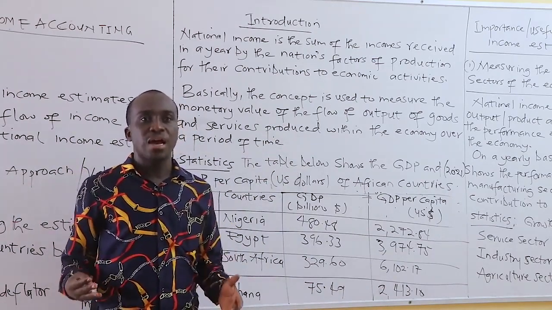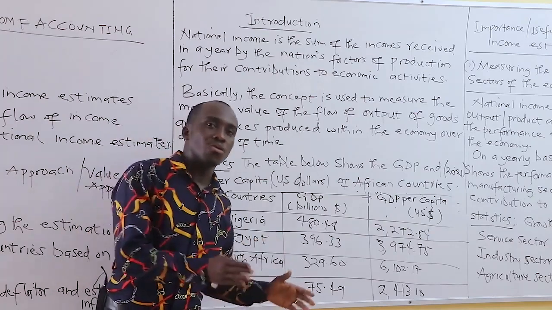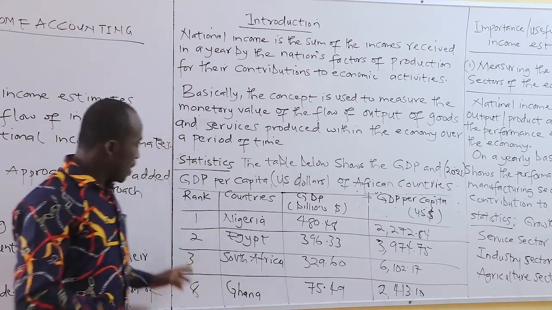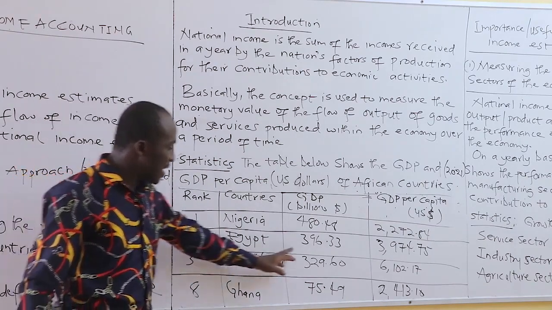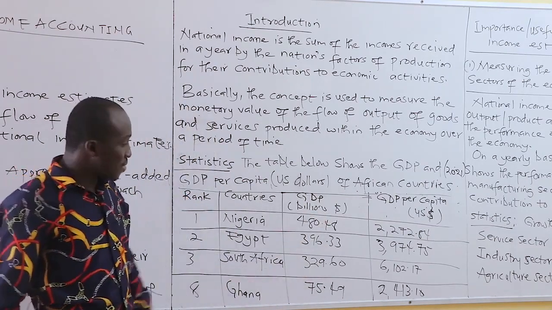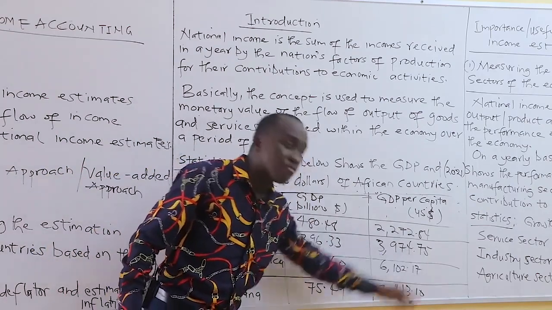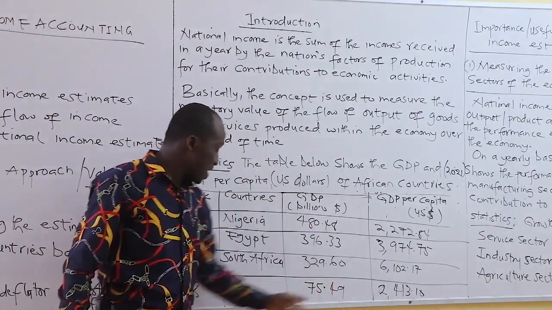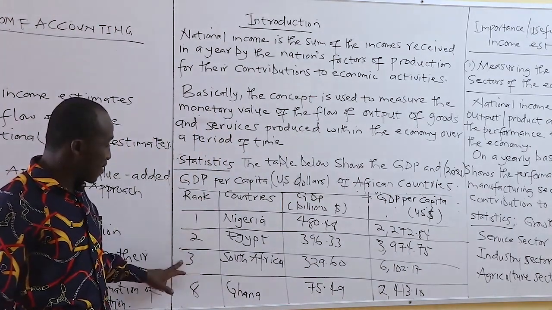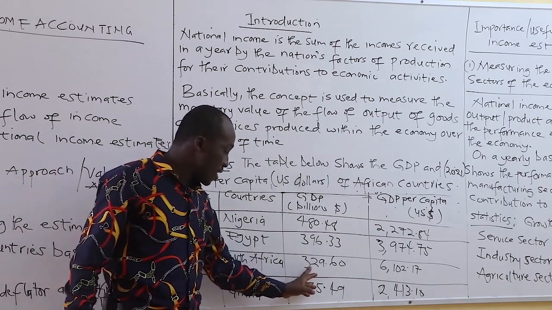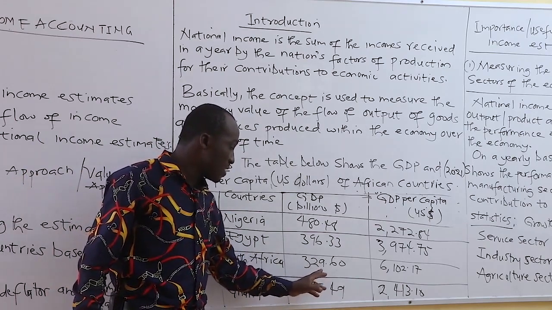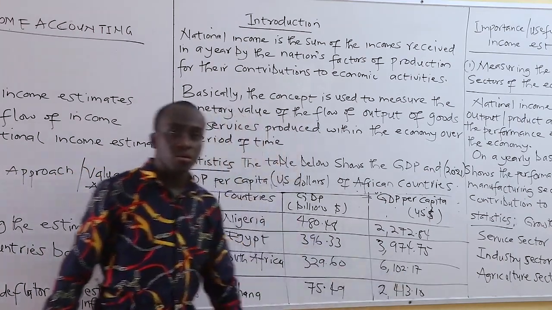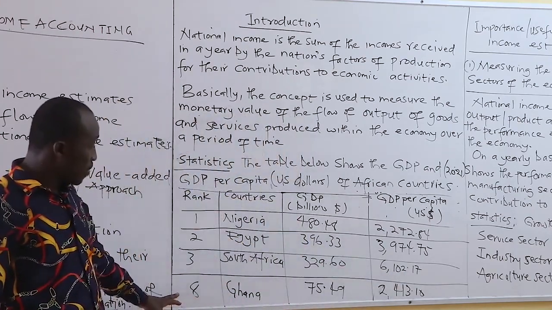Per capita income helps us to know whether the country is developing or not developing, right? So later we talk about what per capita income is, what it means. We have Egypt with 396.33 billion, and the per capita income is 3,974.75. South Africa has 398.6. That was the third country. Egypt is second, South Africa third, with 329.6 billion dollars. The per capita income was 6,102.7.